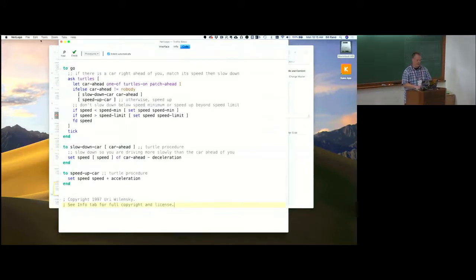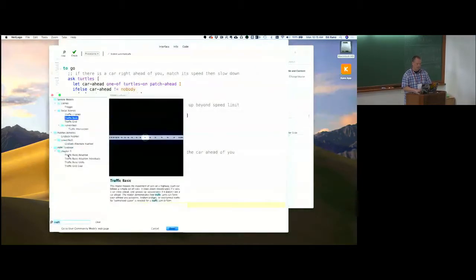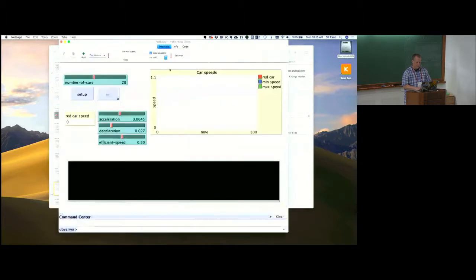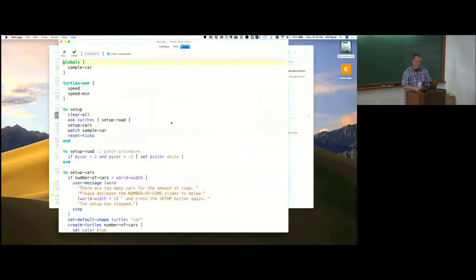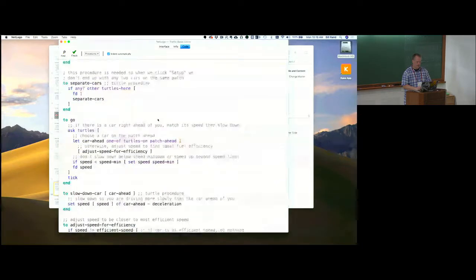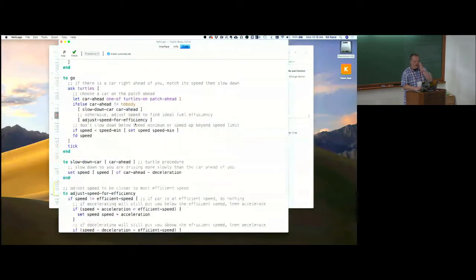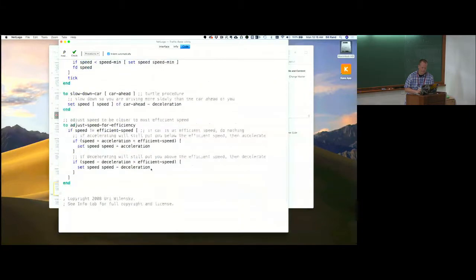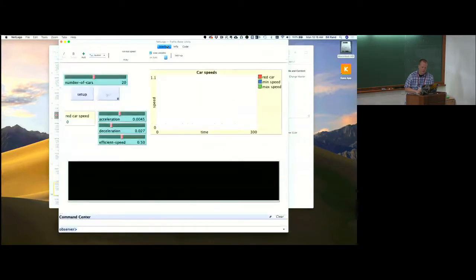So this model is in the models library under the textbook section, and it's called Traffic Basic Utility. And if we open that, if we go down to the Go, what happens, it's basically the same, except for instead of, if you slow down, you slow down. But if you speed up, you adjust your speed for efficiency, right? So what does that mean? Well, there is a new slider that's set in here, which is efficient speed.